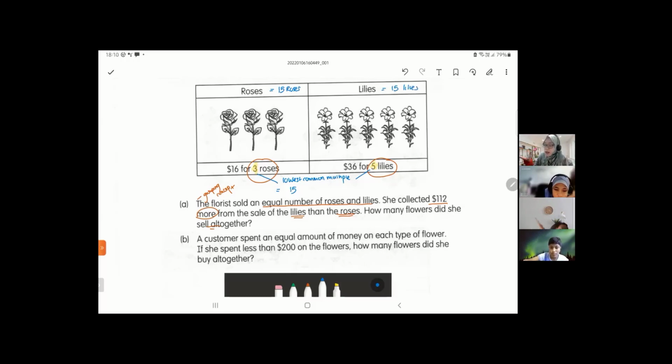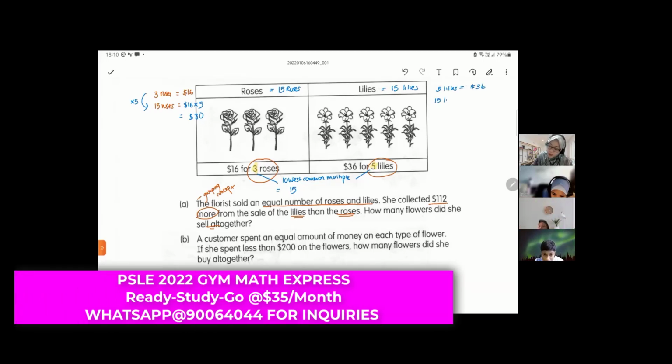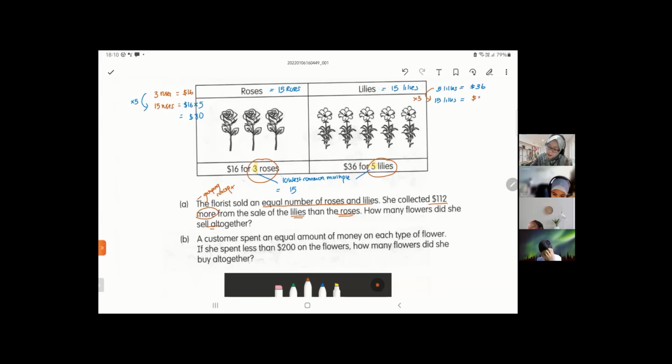Now let's find the price for the 15 roses. So 15 roses will be how much? If 3 roses is $16, 15 roses will be times 5 here. So $16 times 5 equals $80. Now the lilies: 5 lilies is $36. 15 lilies will be, from 5 to 15 is times 3. So 36 times 3 is 108.